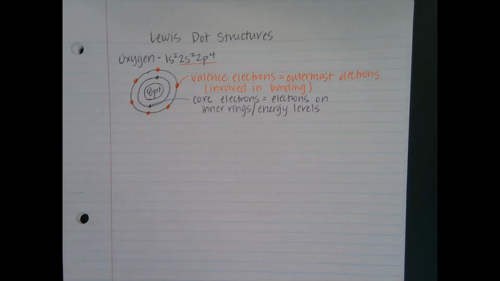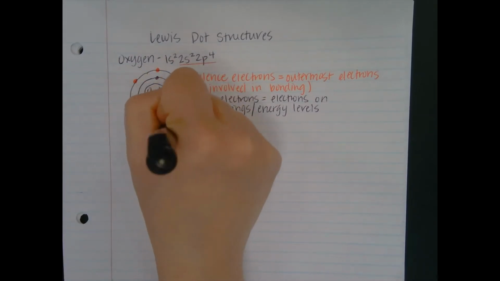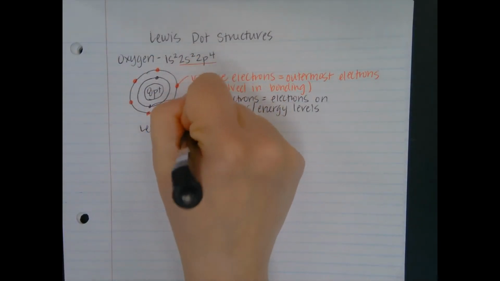Now we're going to take this concept and simplify it to give us a shortcut, because we don't want to be writing electron configurations and drawing Bohr models every time in order to figure out valence electrons. We need a shorthand, and we use the shorthand when we're talking about bonding specifically. So we are going to now draw a Lewis dot structure for oxygen.